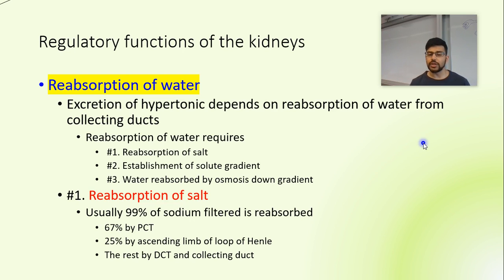There's two parts to that though, and we're going to try understanding every single one of those. Starting off with the reabsorption of salt. Most of the sodium in your body is going to be reabsorbed. Two-thirds from your PCT, a quarter from your loop of Henle, and the last little 8% through your DCT.